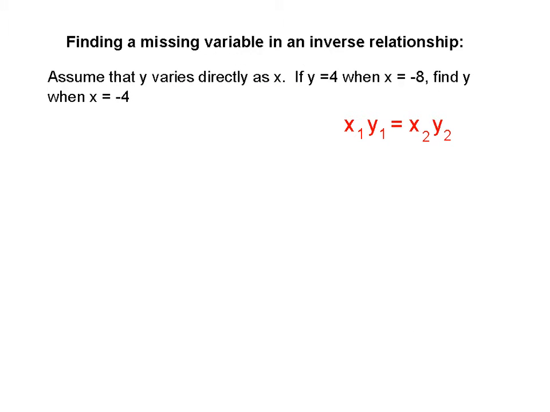So notice again, I made a mistake. I should say inversely. I apologize. I just copied and pasted from the previous one, and the mistake stayed. So assume that y varies inversely as x. If y equals 4 when x equals negative 8, find y when x equals negative 4.